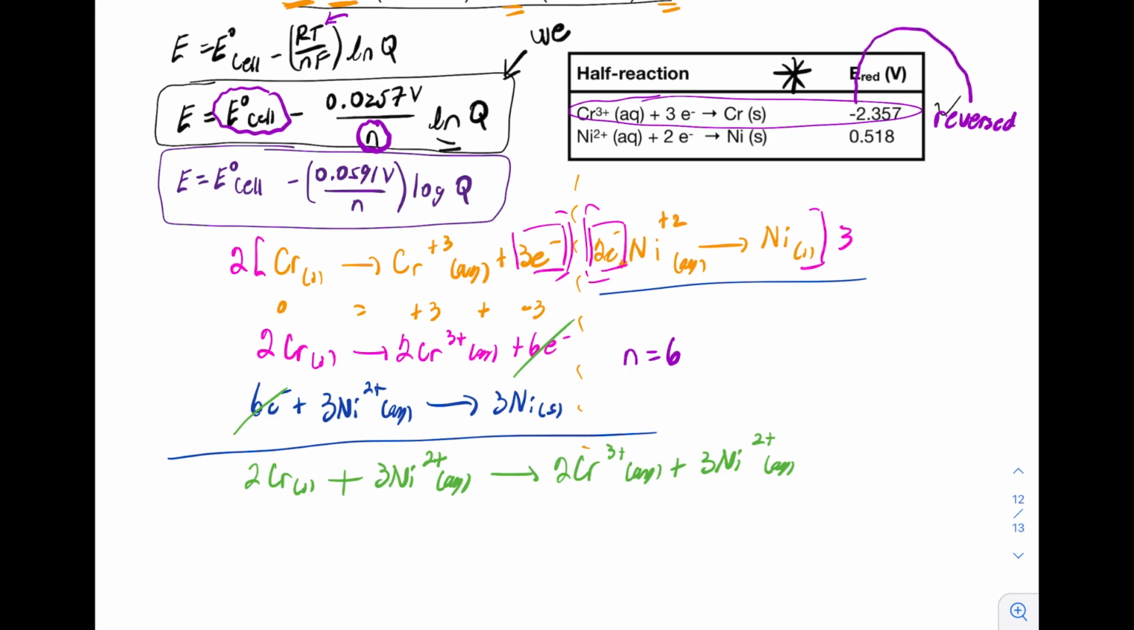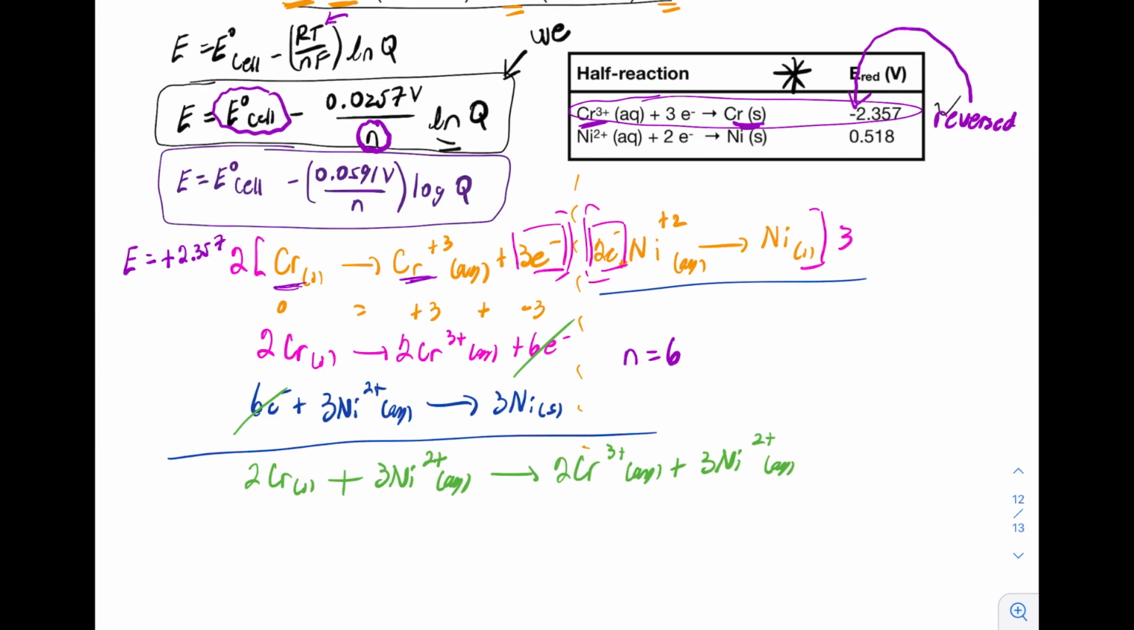So we want to reverse the sign of this half reaction. So the E cell for that reaction is going to be positive 2.357. And that's because we have chromium solid on the left here, but it's on the right here. We have chromium 3 plus on the right, but here we have chromium 3 plus on the left. If you need to flip a reaction to match your reality, you need to reverse the sign.